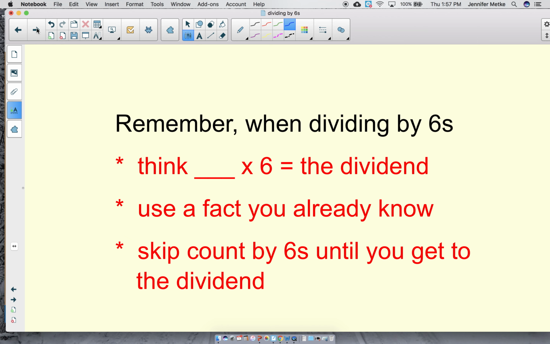So remember, when dividing by 6s, you're going to first think multiplication. You're going to think, what times 6 equals that dividend, the total? You're going to use a fact you already know. You're going to chunk it out like we were using, and in this video we relied heavily on the fact we knew that would give us a 5, but you can use any fact that you know. Or our third option, and probably the least efficient, would be to skip count by sixes until you get to the dividend. These first two are really our most efficient. I know the second one, as we talk through it, you might think that really took a long time to talk through, but you'll get much more efficient with it, and it goes a lot quicker once you're doing those things in your head, and it actually will become a better strategy than to skip count.